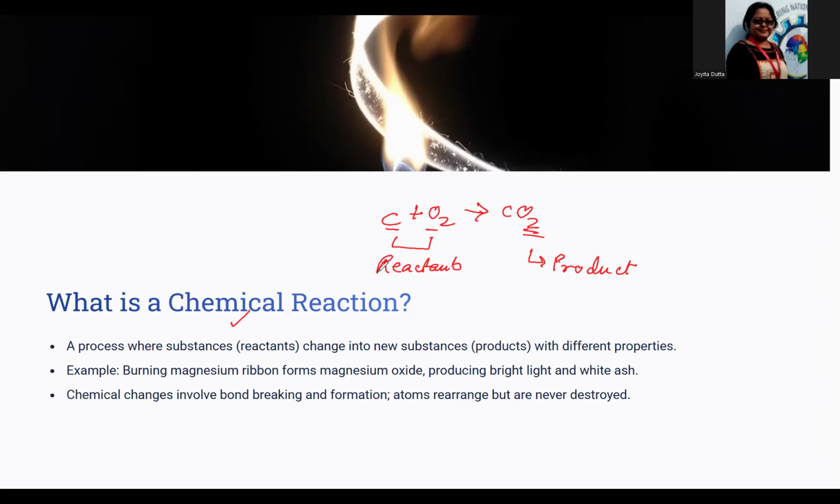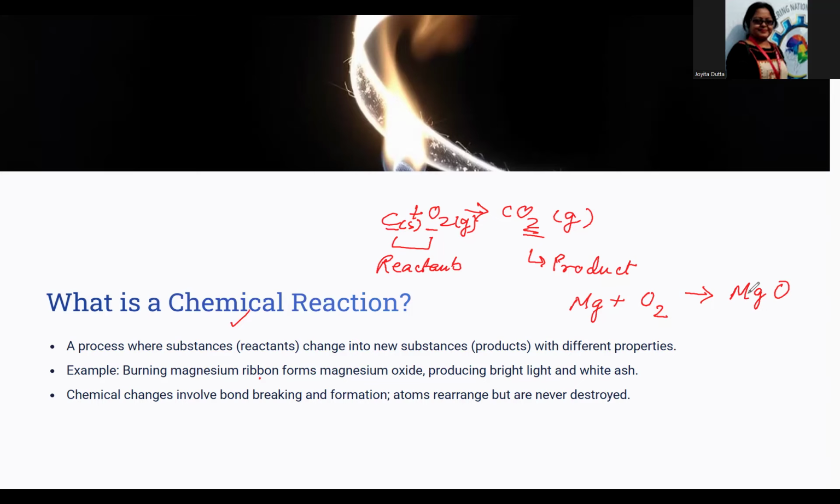Carbon here is solid in nature, oxygen is gaseous in nature, and carbon dioxide is gaseous in nature. Here I said burning of magnesium ribbon. If I have to put this equation, Mg, burning always takes place in the presence of oxygen. So burning of magnesium ribbon forms magnesium oxide, producing bright light with white ash. This is another chemical reaction.